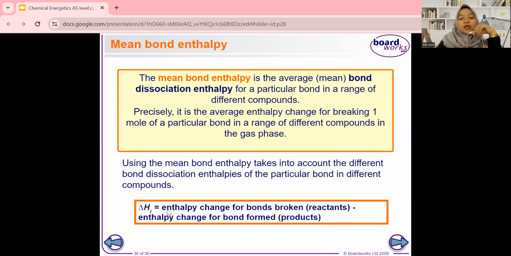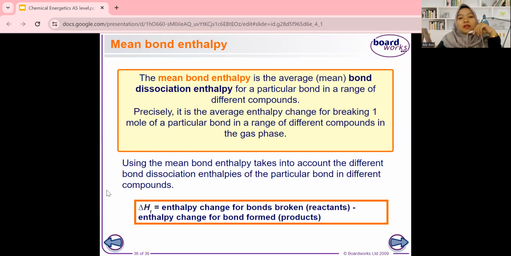So delta HR equals the enthalpy change for bonds broken, or reactants, minus the enthalpy change for bonds formed, or products. So that's the formula that you need to remember. Please take a note.